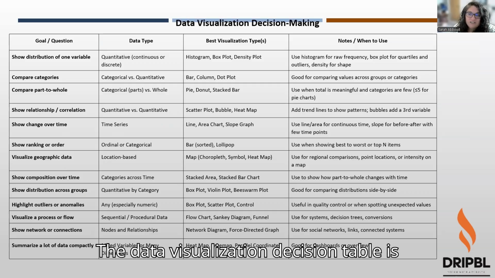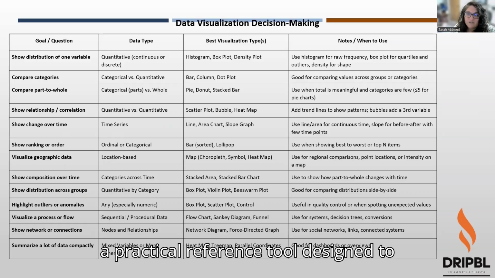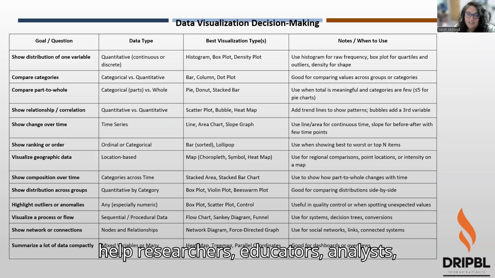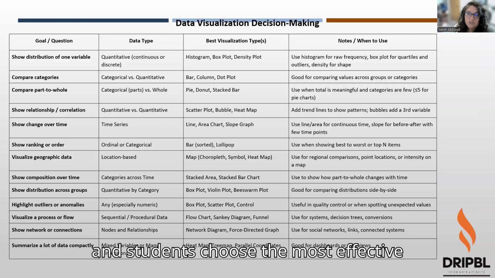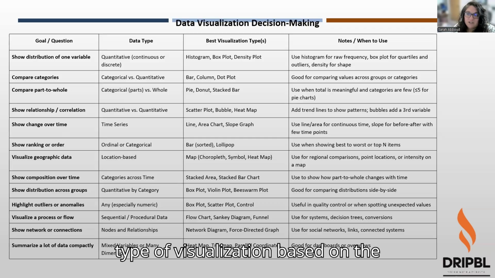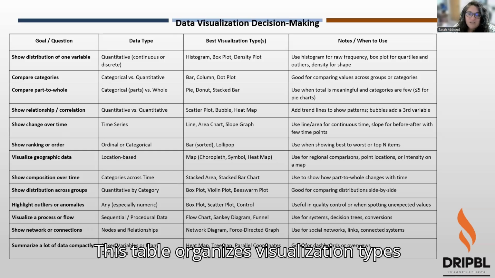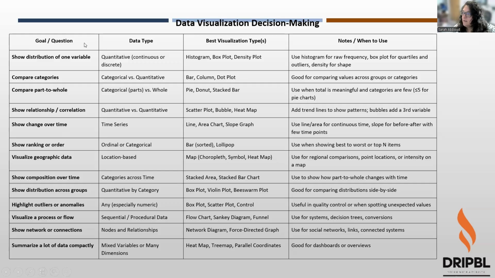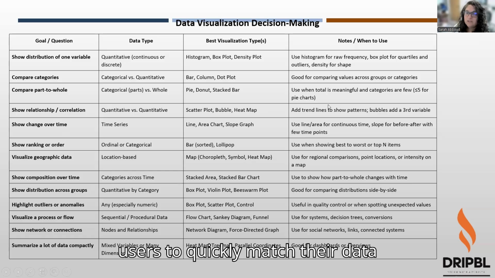The data visualization decision table is a practical reference tool designed to help researchers, educators, analysts, and students choose the most effective type of visualization based on the structure and purpose of their data. This table organizes visualization types by goals, data type, appropriate chart type or visualization, and when to use them, allowing users to quickly match their data characteristics with suitable visual formats.